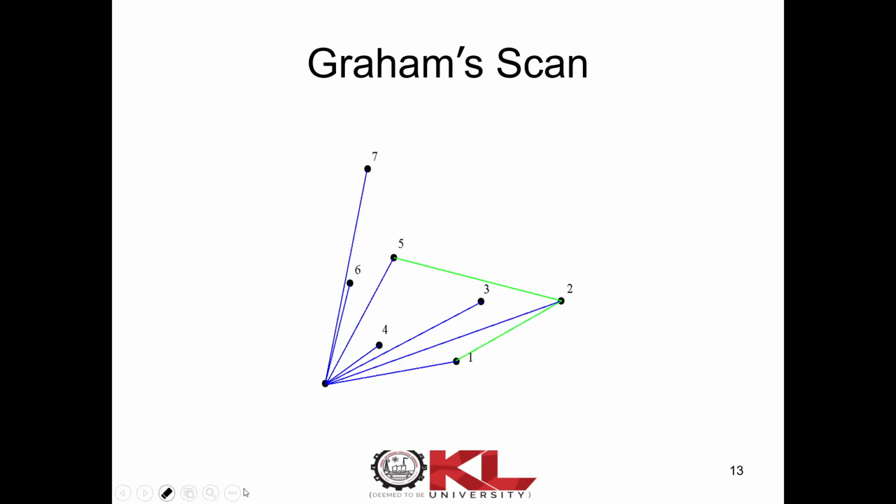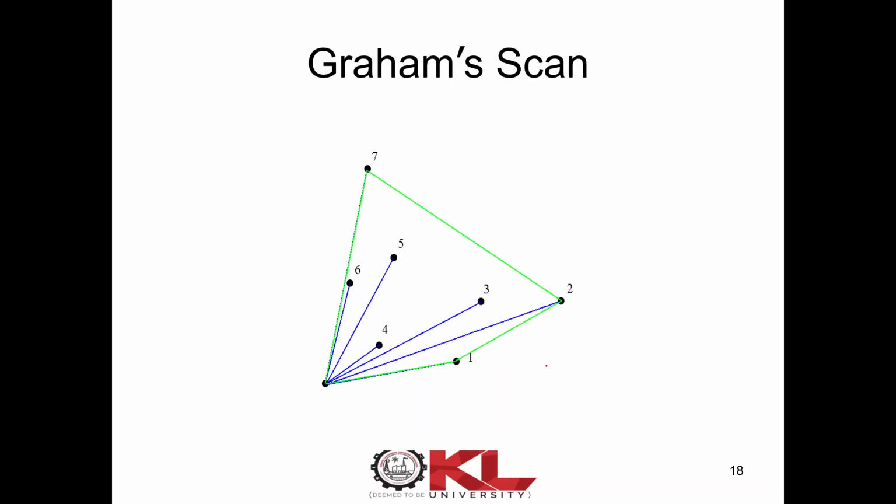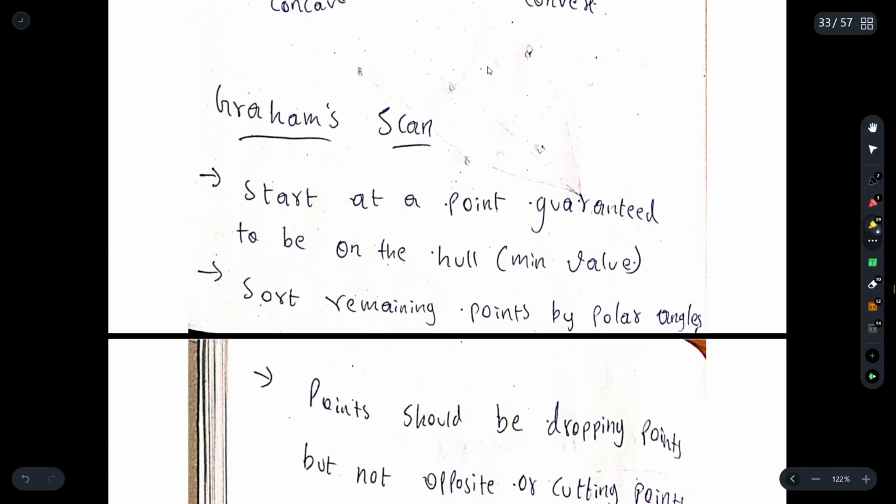Again we will continue from here. We draw from 5 to 6, and this is possible. Then from 6 to 7 is not possible. Even drawing something like this is not possible, so we will directly connect 2 with 7. This is possible. From now we can say this is forming a convex shape. In this way we come to the conclusion that this is possible with Graham's scan. That is the concept of Graham's scan.